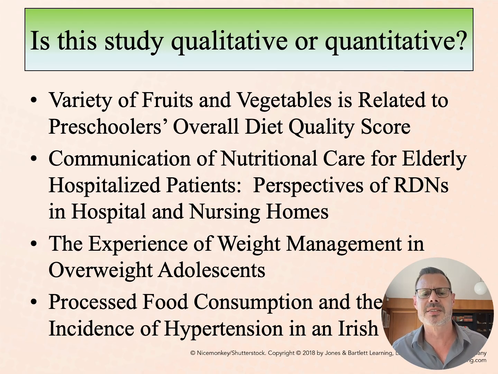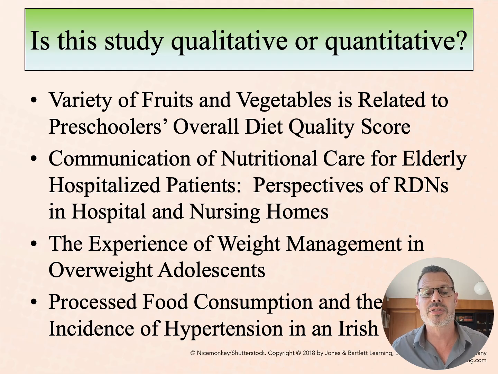So think about this. Here are some examples. Is the study qualitative or quantitative? The first example here, this is the title: A variety of fruits and vegetables is related to a preschooler's overall quality diet score. Qualitative or quantitative? That's right, it's quantitative, because we're talking about a diet quality score. We're talking about numbers. Now, in that initial research, they will tell you how they define that score, but ultimately, it's numbers based.